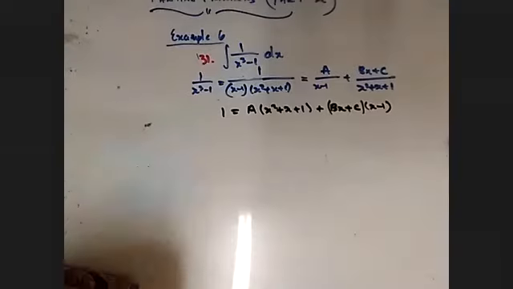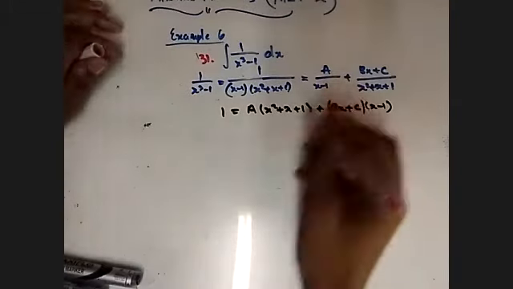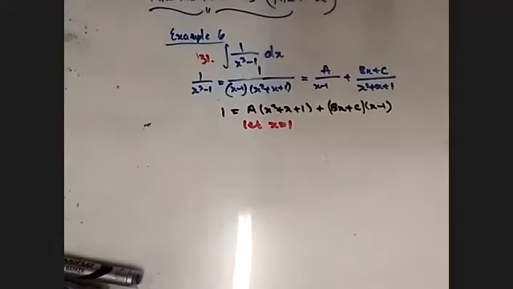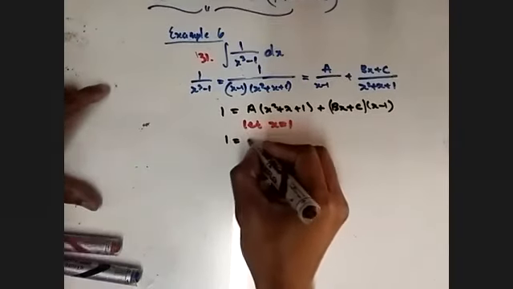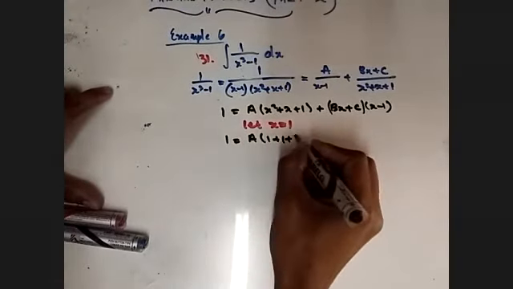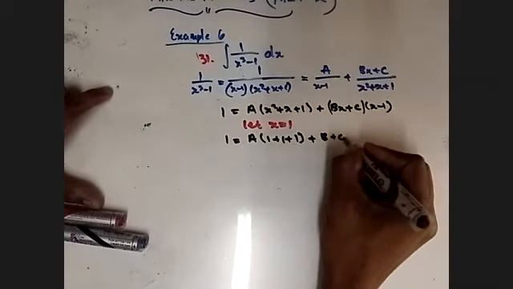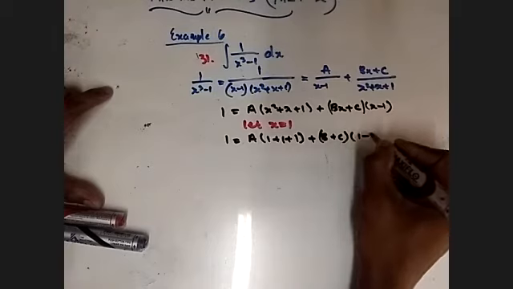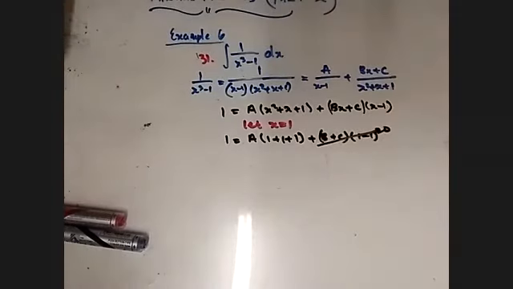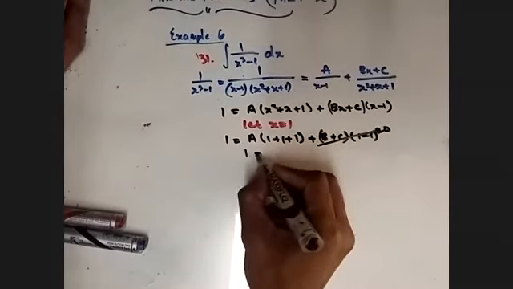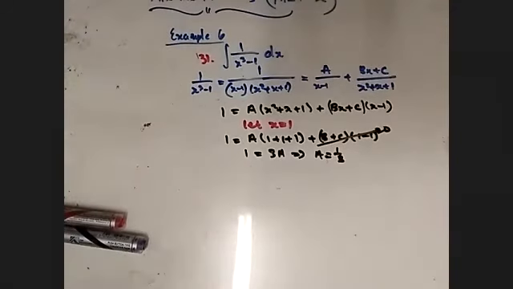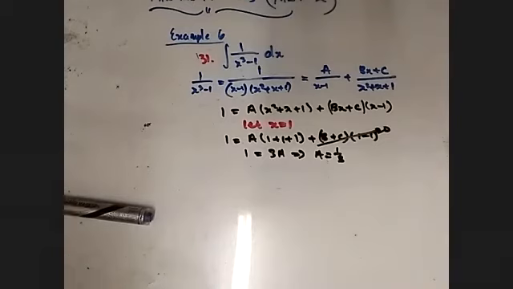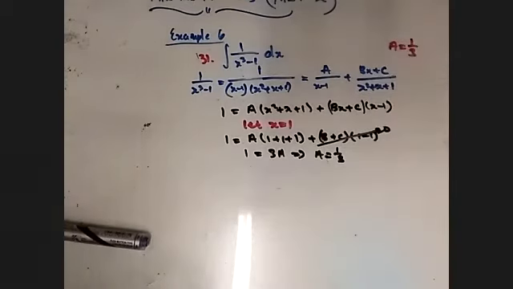So this is multiplication. I said to you, we're going to let x equal 1. Then we have 1 equals A times 1 plus 1 plus 1, plus Bx plus C times 1 minus 1, which this whole term is 0. Then this becomes 3A. 1 equals 3A, so A equals 1/3. So we found the first value: A equals 1/3. Now let us check for B and C.